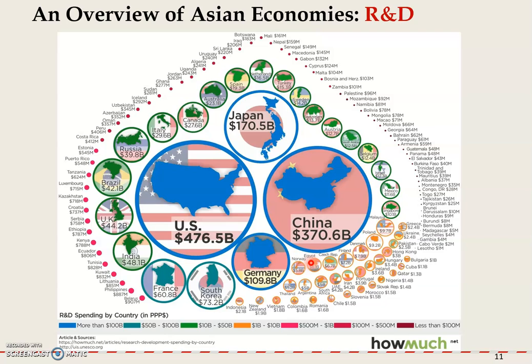Now, if you would like to look at other economies, you would find that South Korea is ranked number 5 here, about $73.2 billion spent on R&D. Okay, France number 6, India number 7, okay, $48.1 billion spent. Again, you can look at even some small economies on the outside, and figure out how much they actually spent.